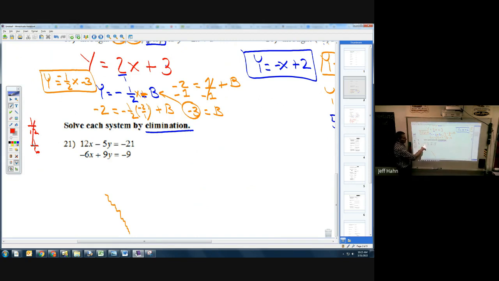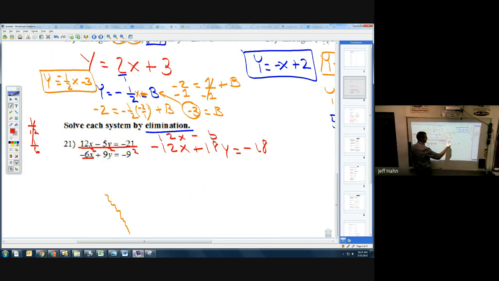12. So this one's already 12. How do I get negative 6 to be 12? I multiply by 2. And I have to multiply everything by 2. That's the rule of equations. So when you do, you end up with negative 12x, positive 18y, and a negative 18 number at the end. I still have this top equation, which is a positive 12x minus 5y equals negative 21. And you just have to watch out for your negatives and positives here.